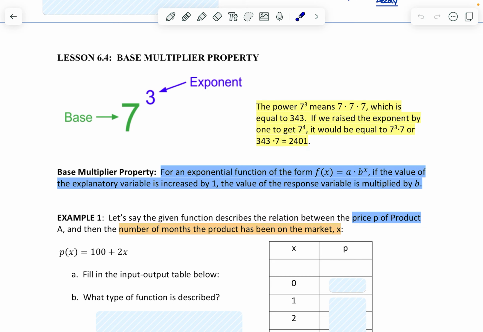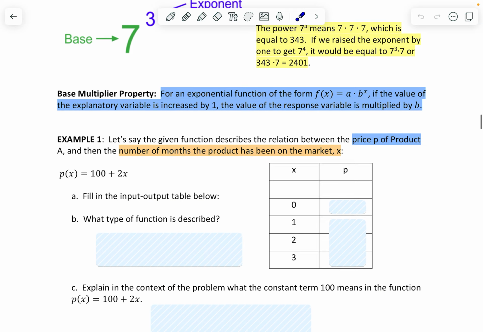The property that we're going to look at says, for an exponential function of the form f of x is equal to a times b to the x power, if the value of the explanatory variable is increased by 1, remember, explanatory variable is represented by x, so if that's increased by 1, the value of the response variable is just multiplied by b. We'll see how that's worked out.